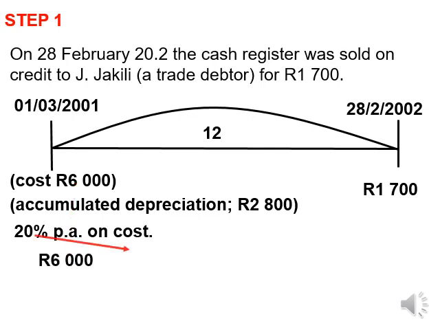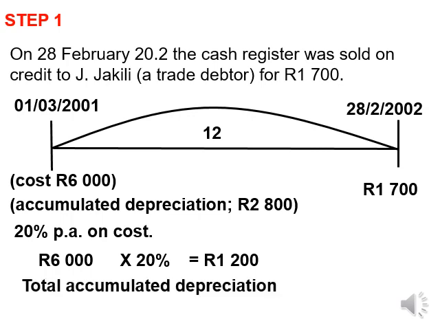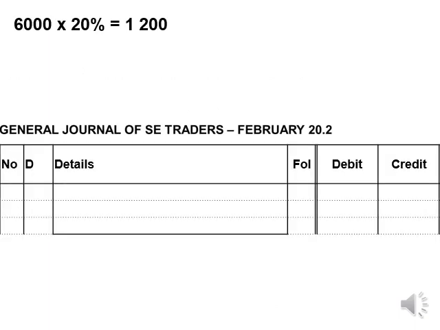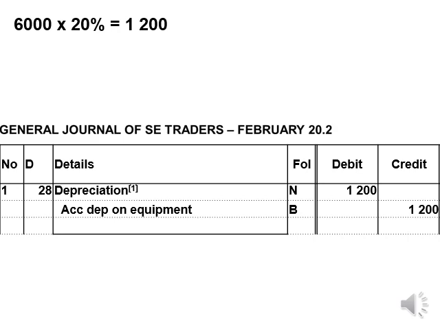So 6,000 times 20%, we had it for a whole year, equals 1,200. So we need to update the accumulated depreciation of 2,800 with 1,200. So the total depreciation on this asset is going to be 2,800 plus the 1,200. And that equals a total of 4,000. So in the general journal, our entry stays the same. We always debit the depreciation and we will credit accumulated depreciation on equipment.